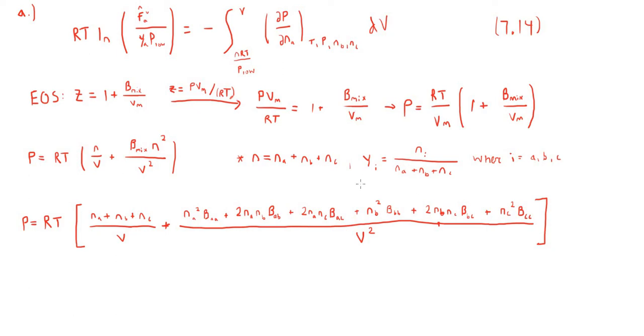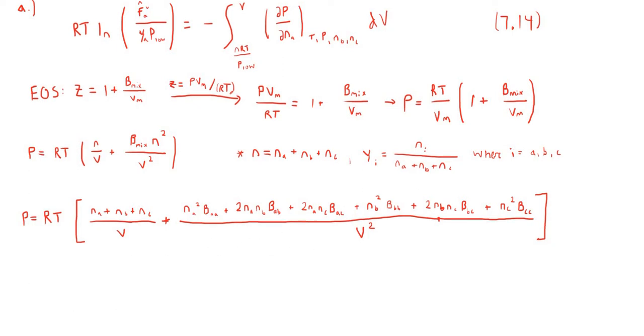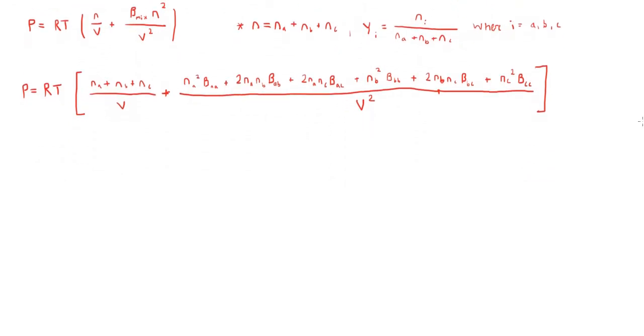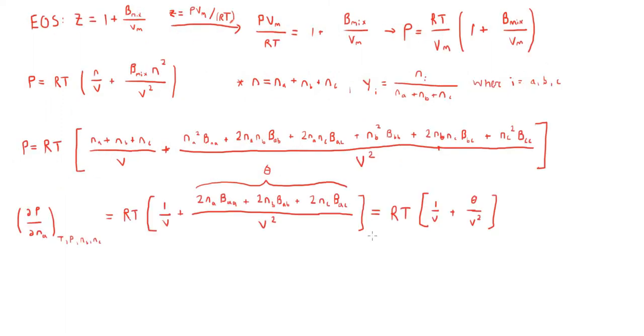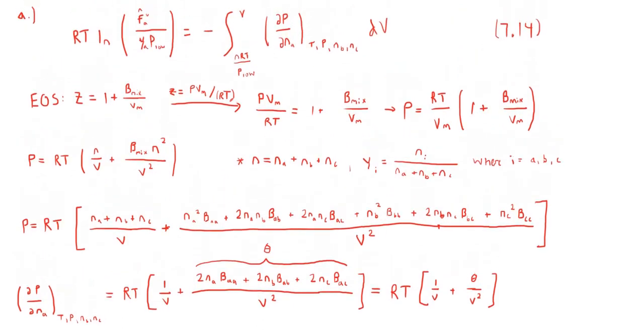When you substitute these in and simplify, you'll get this expression for the pressure. Now take the partial derivative with respect to Na. I'm going to denote this expression here, 2NA plus 2NB plus 2NC, as the constant theta to save some writing. I'm going to plug this derivative into the integral on the right side of equation 7.14 and evaluate the integral.